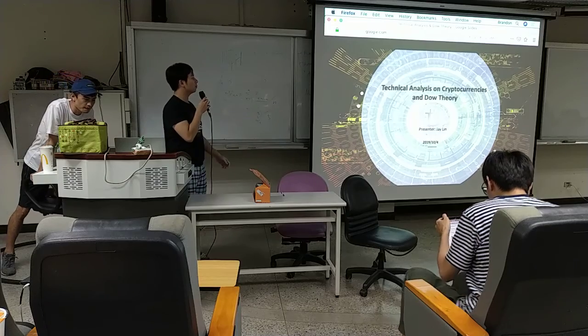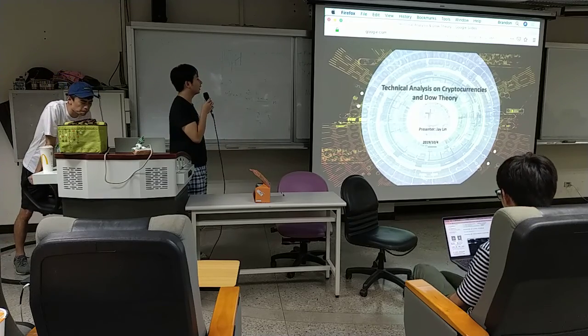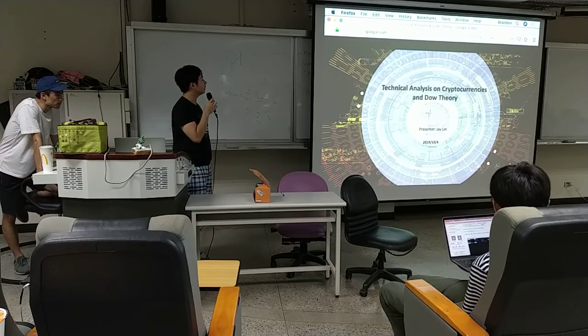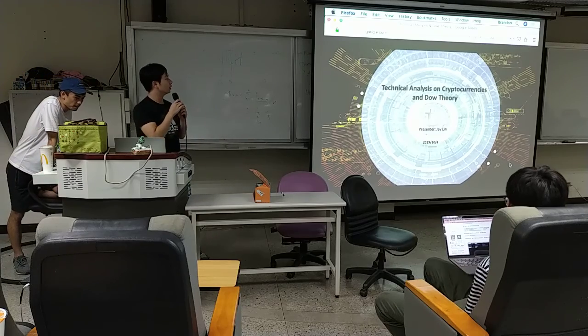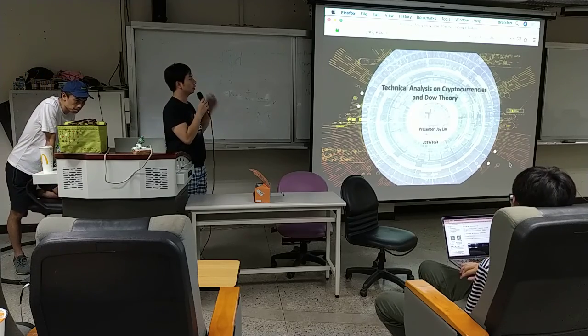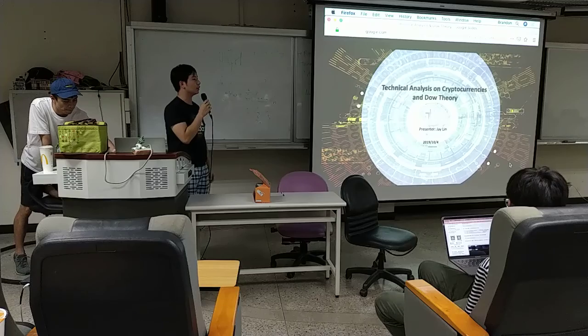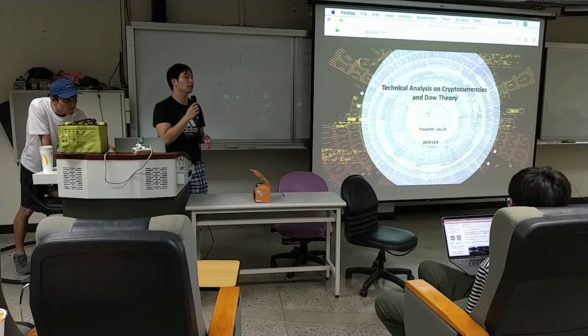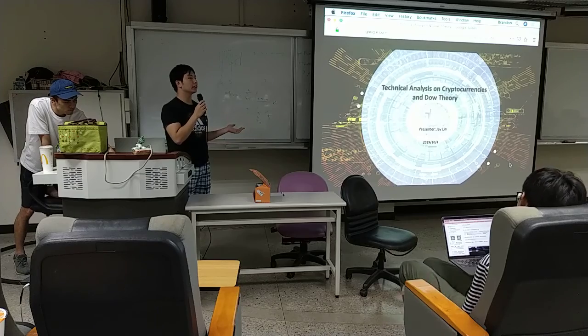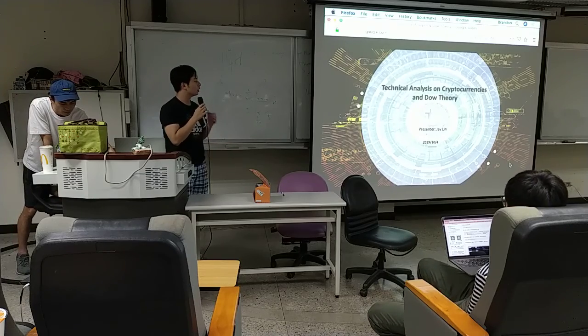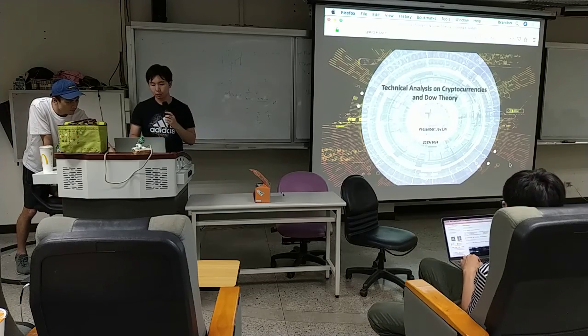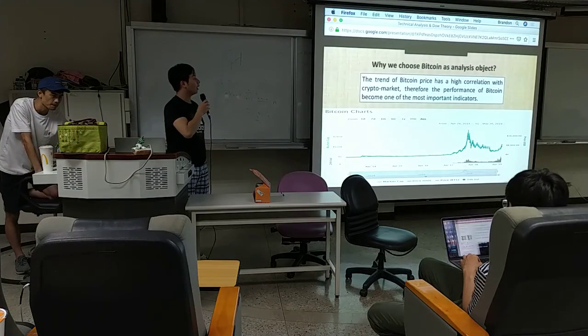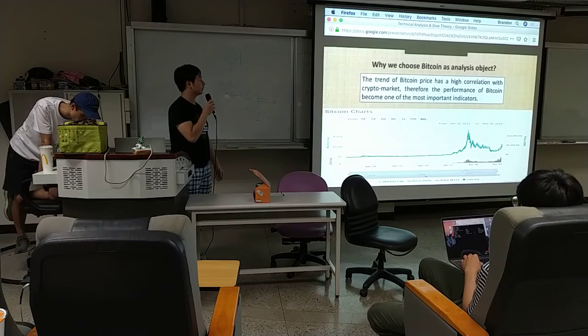Okay, so I will probably take care of the rest of this evening, with this technical analysis on cryptocurrencies and the Dow theory. So the Dow theory, you've probably heard of it before. It's about the stock exchange, the Dow Jones, the biggest indicator for the stock exchange, and we will relate that to cryptocurrency. So why do we choose Bitcoin as analysis subject?